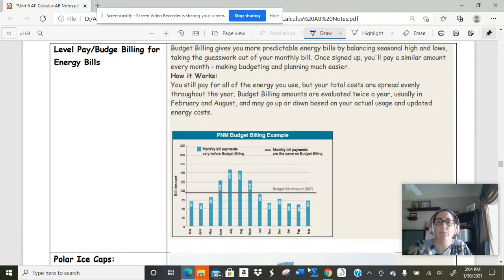So here, a lot of times the billing companies will let you pay this constant bill for your electric or for your water. They're letting you pay a constant because they're saying some months it's higher, some months it's lower, but this is what we're predicting to be the average bill. So this is like the average value.